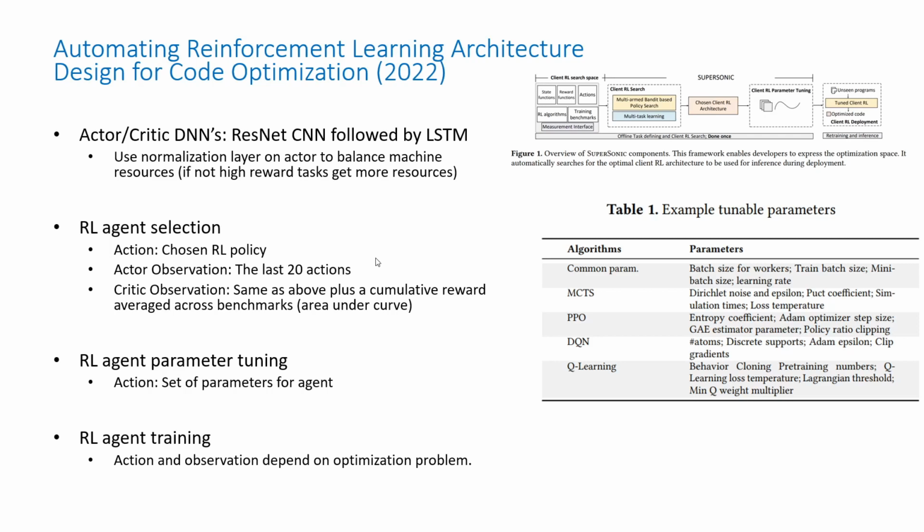Then once you select the reinforcement learning architecture, which could be, these are some of the examples, MCTS, PPO, DQN, Q-learning. Then after you select one of those, you have to do the hyperparameter tuning, and the action is going to be the parameters chosen for the agent. And you can see that the hyperparameters are going to be different for each agent. For example, PPO has entropy coefficient. Some common parameters include mini batch size, learning rates, etc. DQN has Adam epsilon, clip gradients, and so on. So once you choose the hyperparameters, then you do the actual training of the reinforcement learning with the hyperparameters on the compiler optimization problem, and the action and observation are going to depend on the compiler optimization problem itself.